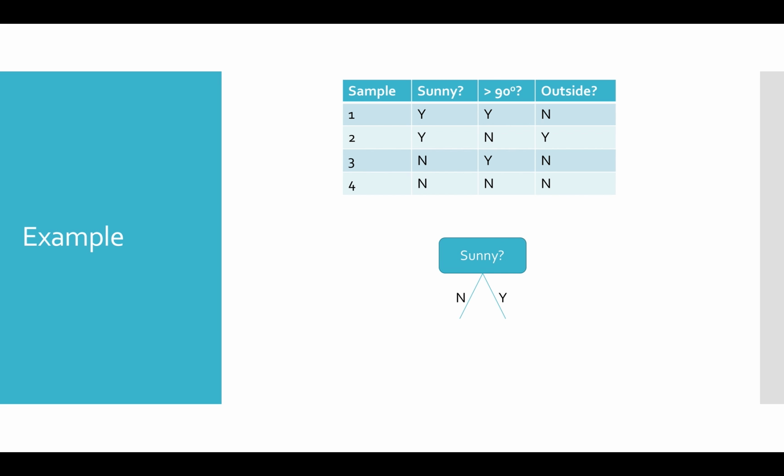We just start by building a tree. Okay, so we start at the root node by asking about one of the features. Let's just start with sunny. So if we say sunny and then we have 2 branches, no or yes, the data becomes split. If it's not sunny outside, we have samples 3 and 4, and if it is sunny outside, we have samples 1 and 2.